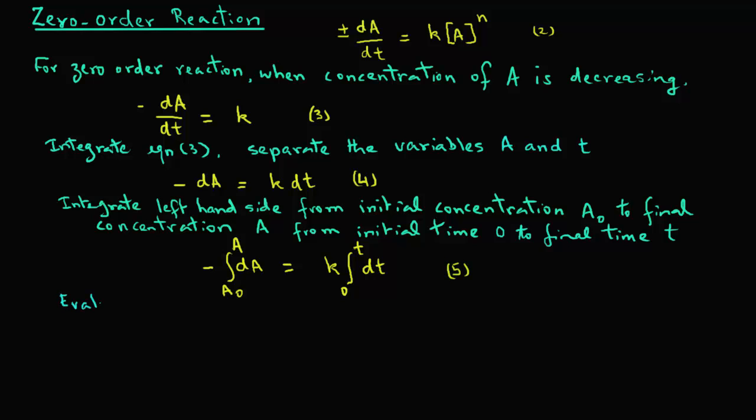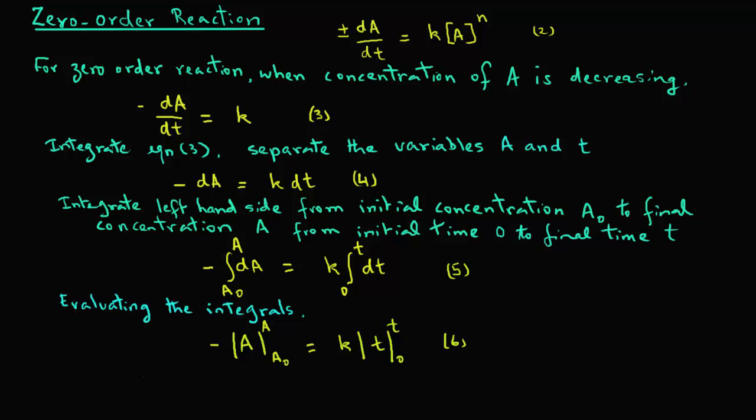Now we can evaluate the integrals. So we have minus, and the integral of dA will be A. So we have A evaluated at A0 and A equals, again on right hand side, k is a constant, so it is outside the integral, and the integral of dt is t, and the t, which is the time, is evaluated from 0 to t. That gives us equation 6.